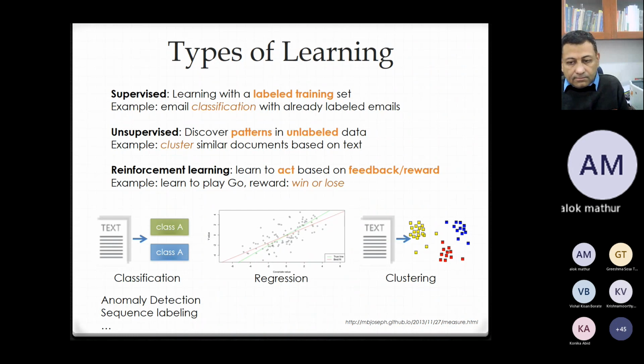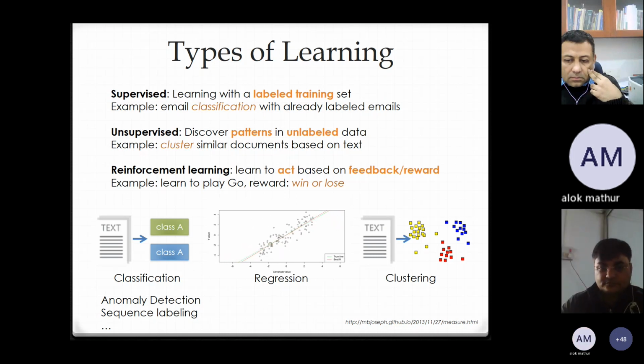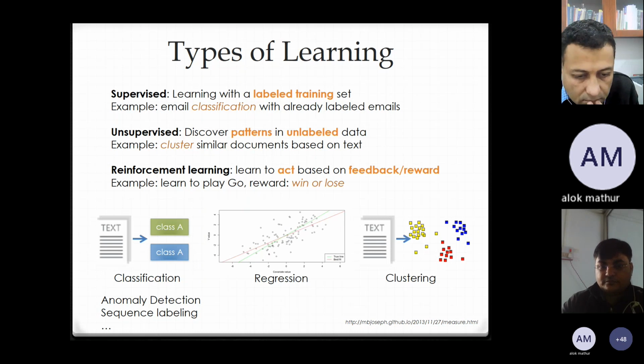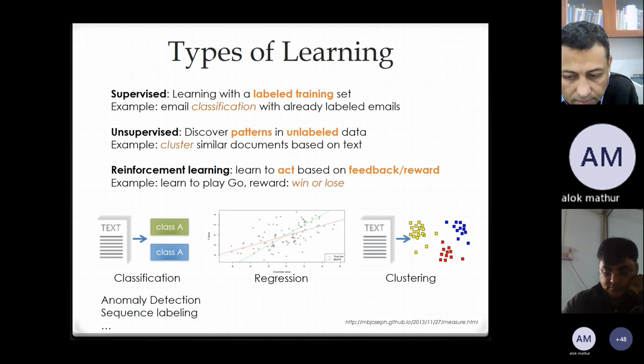There are a lot of examples of labeling data. Right now we are doing this video conferencing, and this is labeling: we already assign particular things to the particular person, and no one wants to interact with your session. This is supervised learning. Unsupervised learning is discovering patterns in unlabeled data.